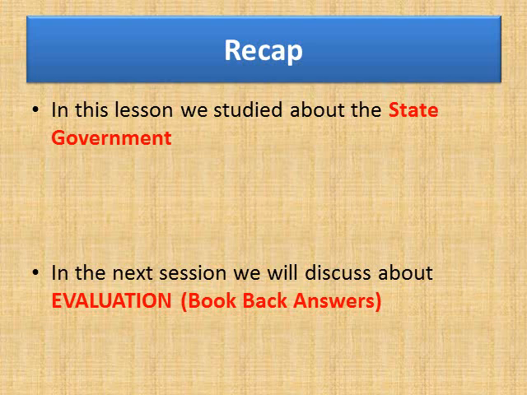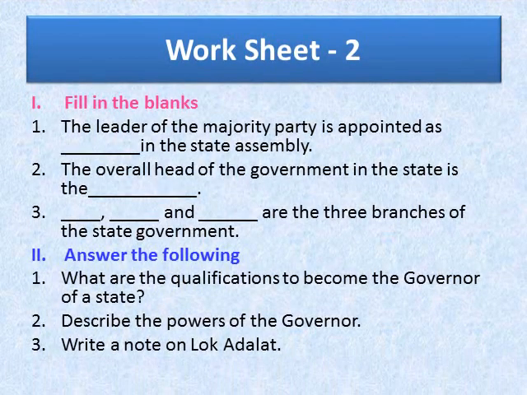The Chief Minister is the real executive head of the state administration. The Chief Minister allocates the portfolios among the ministers, and the Council of Ministers are collectively responsible to the state legislature. We also learned that the three main organs of government are the legislative, executive, and the judiciary. The legislative branch makes law, the executive branch enforces it, and the judiciary interprets. Dear children, in the next session we will discuss the evaluation, that is the book back answers.